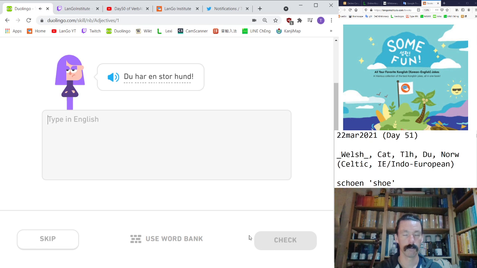Du har en stor hund. Hund. Here too, D is gone. So in these clusters, D likes to drop. Du har en stor hund. Stor hund. You have a big dog.